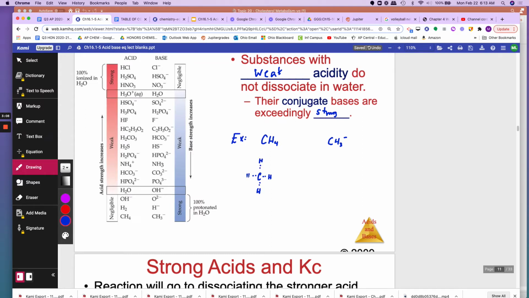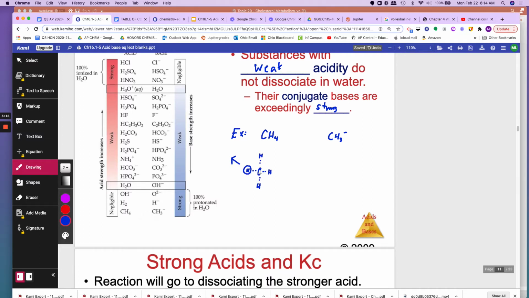Let's talk about CH4. CH4 has a Lewis structure like this. You're asking this H to come off. As you can tell, carbon and hydrogen have very similar electronegativities. So these two electrons are going to be equally shared between the H and the C, which makes this a strong bond. Since that's a strong bond, the H will not come off, so it'll stay as CH4.